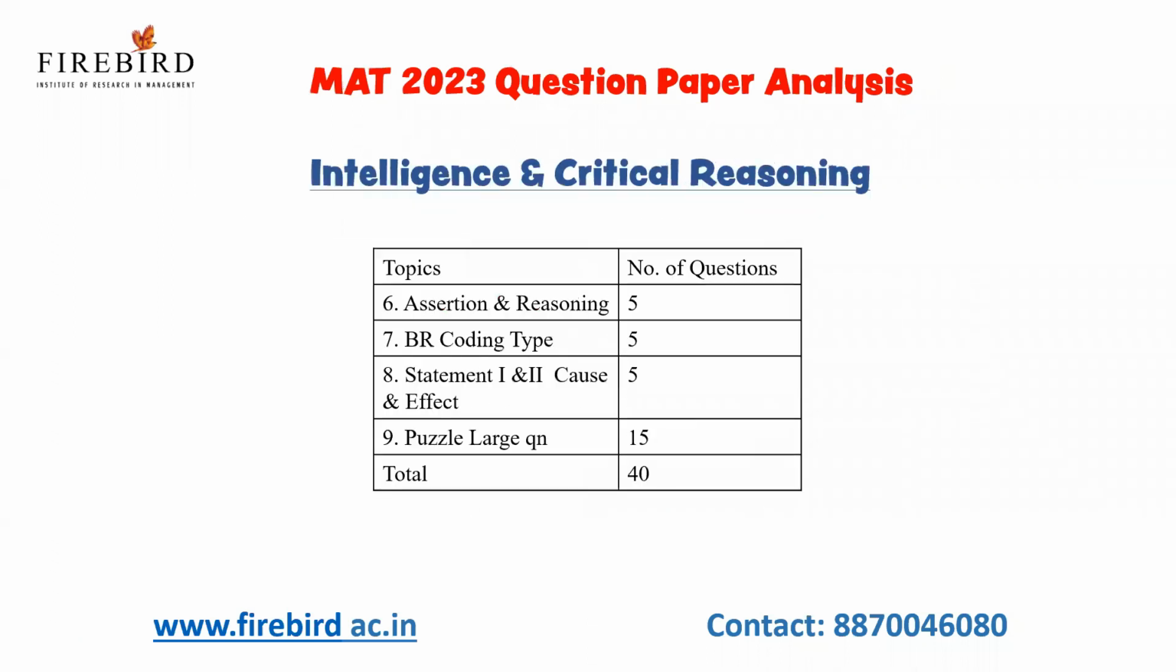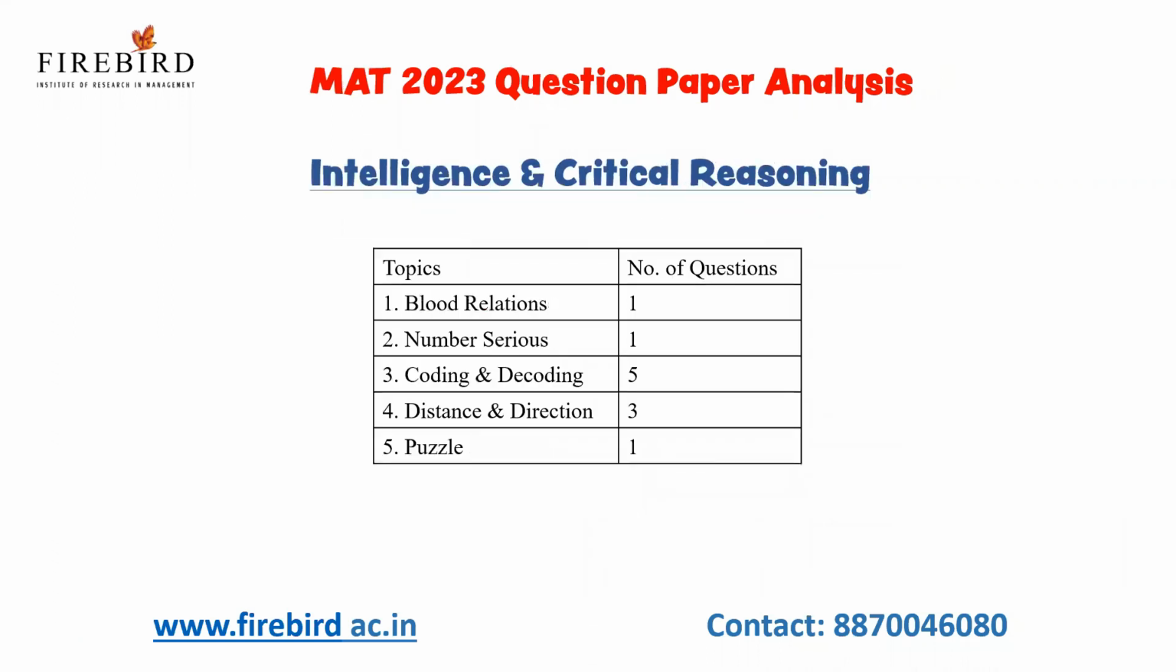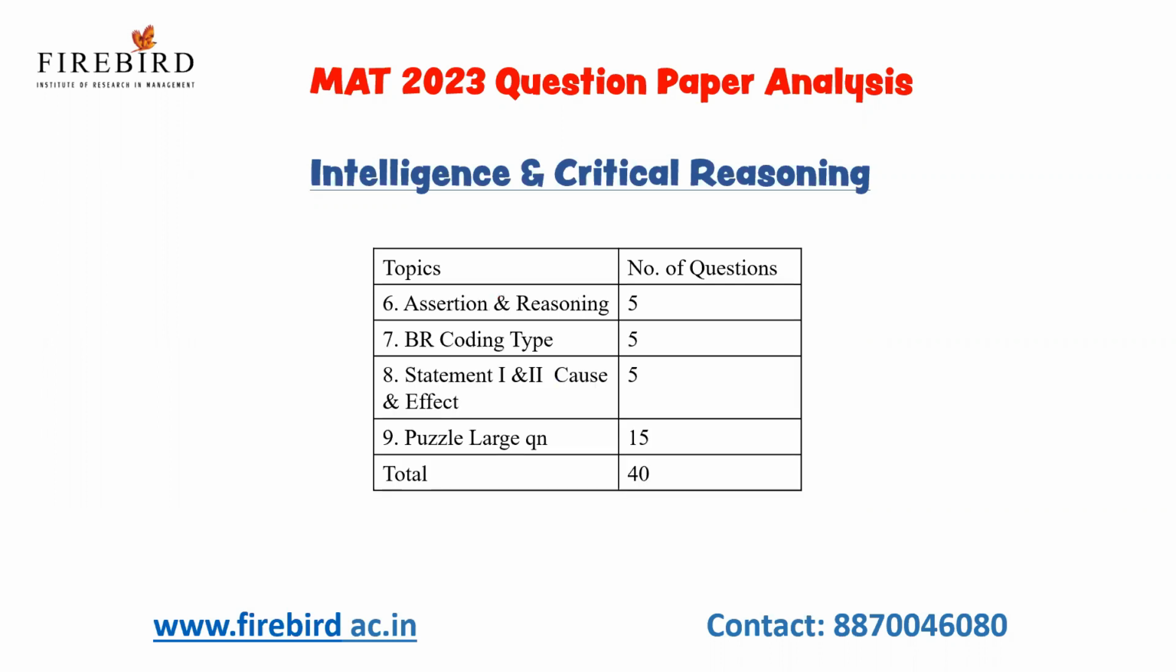See, in the Feb MAT 2023 question paper, in coding and decoding they asked 5 questions. In December MAT, nearly 7 questions were based on blood relation. Here, they have asked 5 questions based on blood relation, and 3 from distance and direction. Okay, and blood relation coding type.